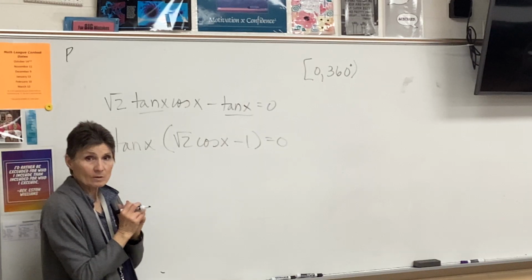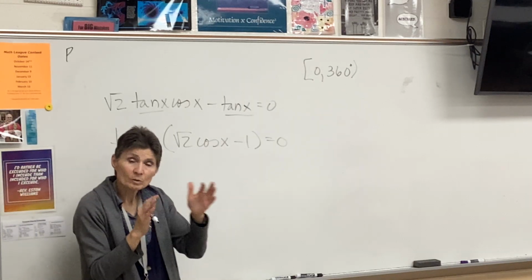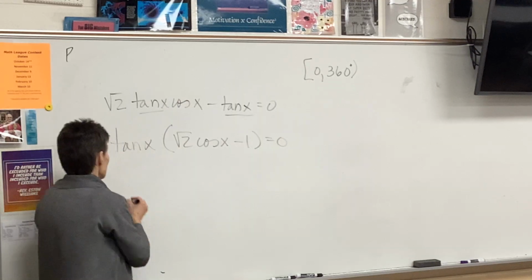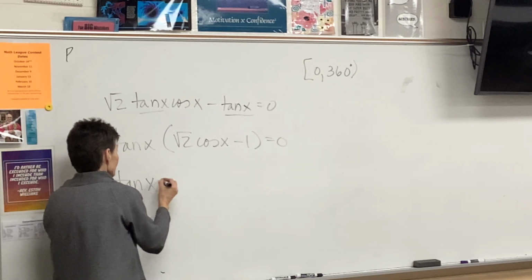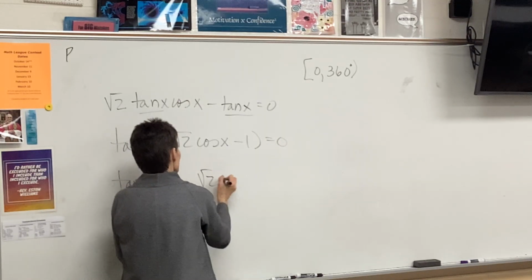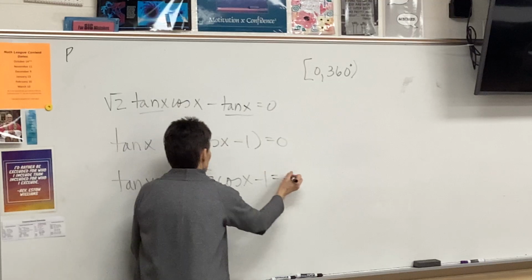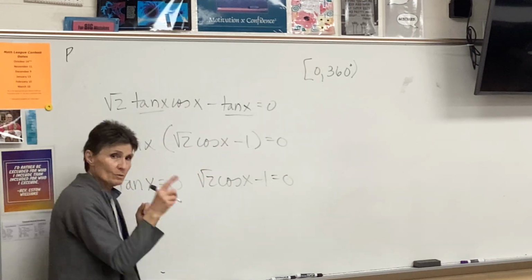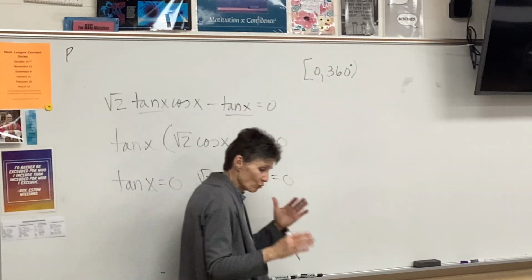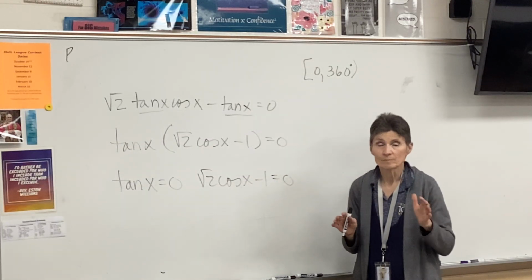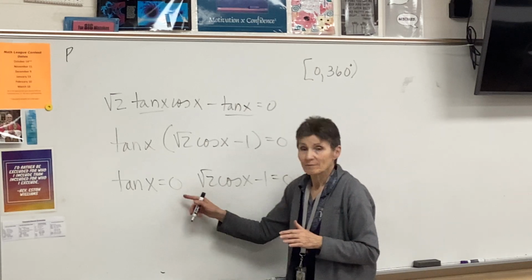All right, so what do we do now? Look back at the last one. What do we do? We set them equal to 0. So tan x equals 0, and root 2 cosine minus 1 equals 0. Now, zeros, remember, you can't have a triangle with a side of 0, okay? Not possible. So, we're going to have to look at our circle.